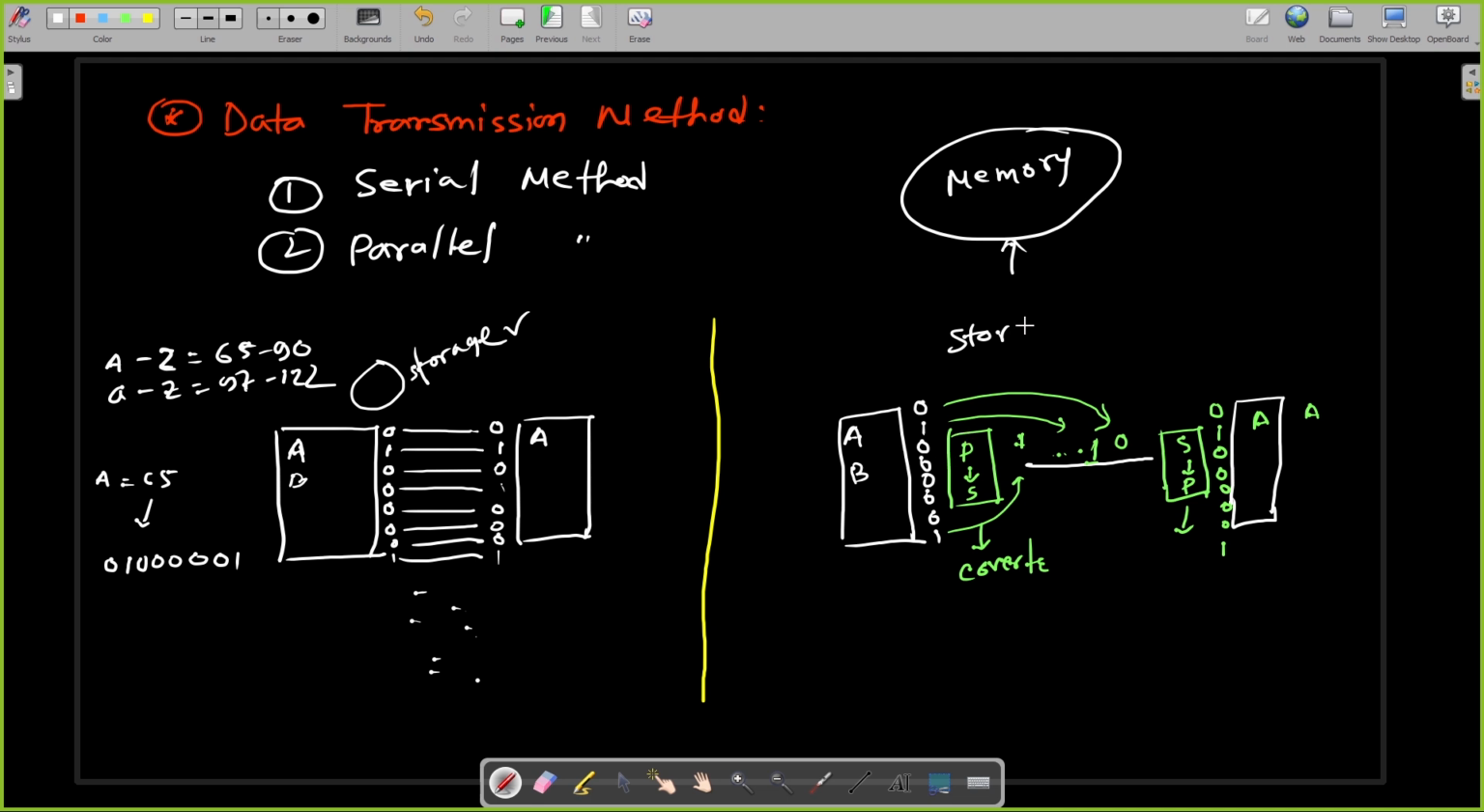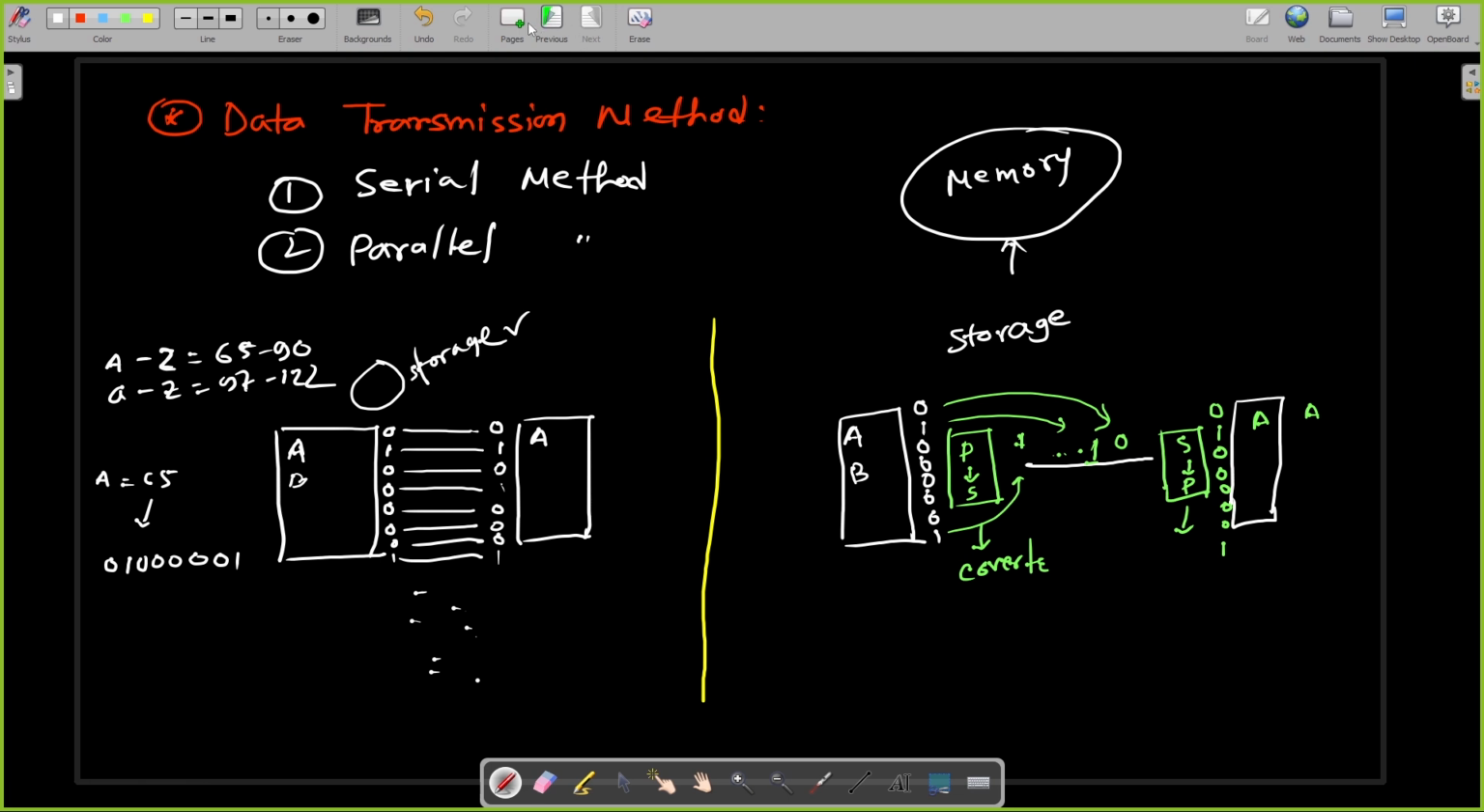So here you don't need any kind of storage device in the serial method, but in the parallel method you have to use this storage device, because those devices can send the data in different lines. Okay, so this is the basic difference between the serial method and the parallel method. Do you have any questions?